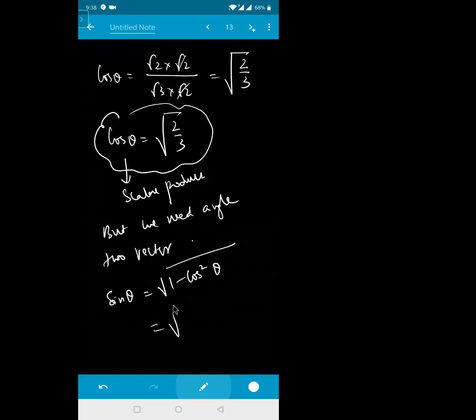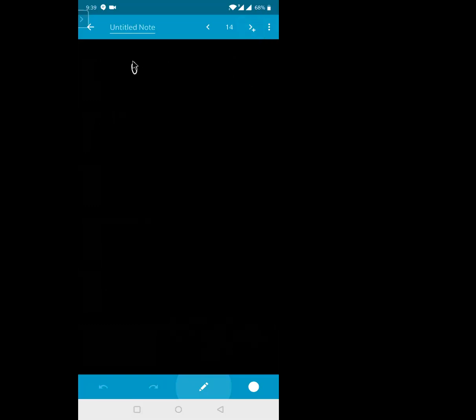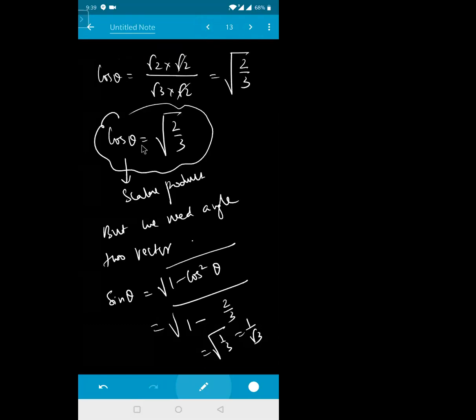So that will become under root of 1 minus 2 by 3. 1 minus 2 by 3 is 1 by 3. So it is root of 1 by 3, or 1 by root 3. That means theta will be equal to sine inverse of 1 by root 3, which is the answer for the given question.